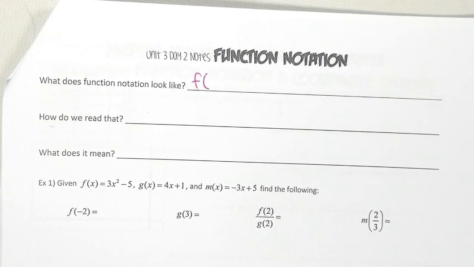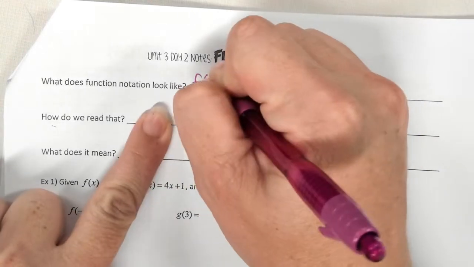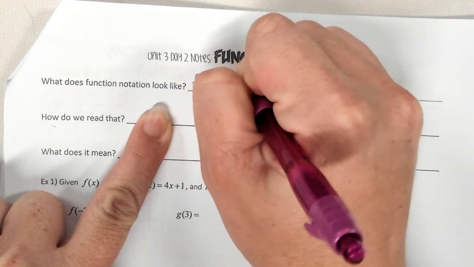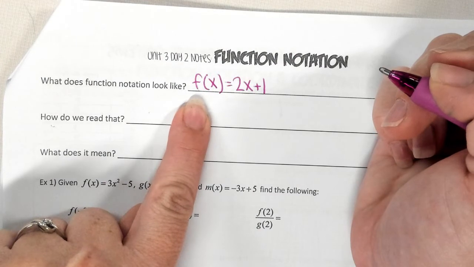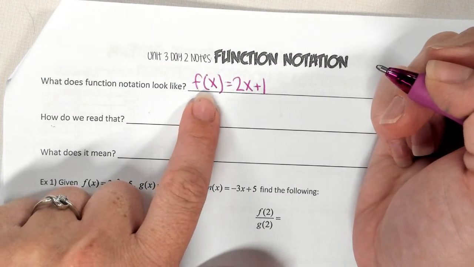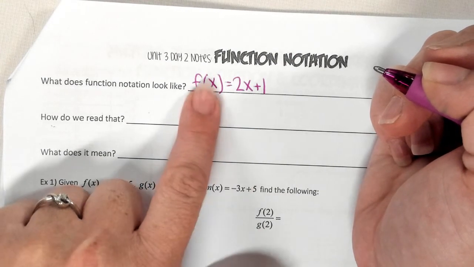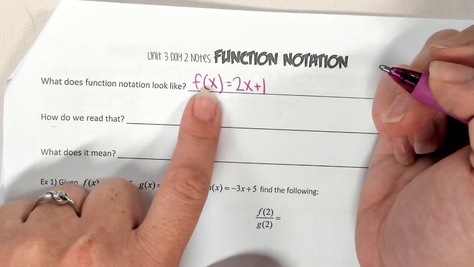Okay, function notation looks like this. Okay, but it doesn't always have to be f. So the difference is normally we see y equals 2x plus 1, but now we have this, right? That's how we know it's function notation.